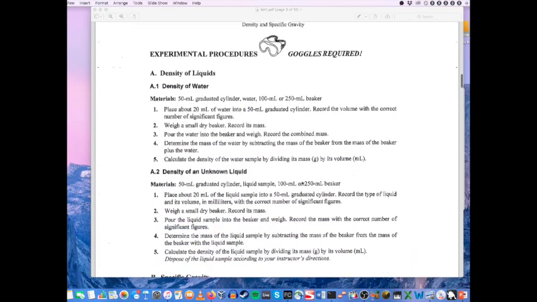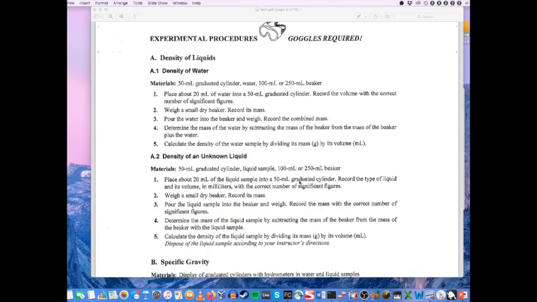So on to the procedure. It says goggles required, but you're using water and a non-poisonous unknown liquid, so you wouldn't really have to wear goggles for this, but in order to establish good safety practices, goggles are usually required at all times in the lab.